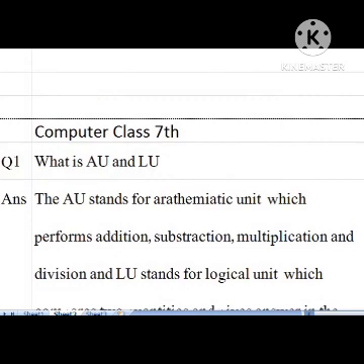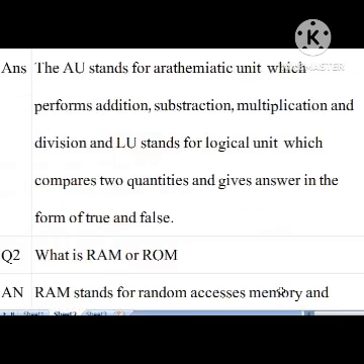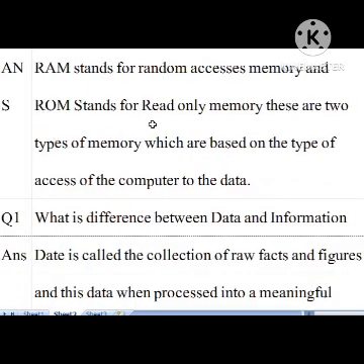The AU stands for arithmetic unit which performs addition, subtraction, multiplication, division, and LU stands for logical unit which compares two quantities and gives answer in the form of true false. What is RAM or ROM? RAM stands for random access memory and ROM stands for read-only memory. These are two types of memory which are based on the type of access of the computer to the data.